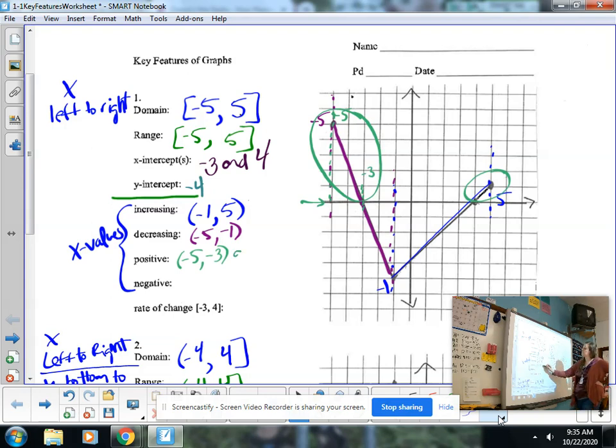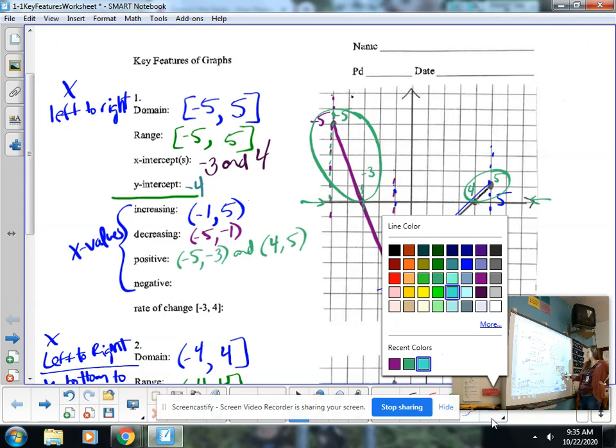And it's also positive over here on this other side. I have this other little piece that is above the x-axis. This is an x value of 4. This is an x value of 5. So it is also positive from 4 to 5.